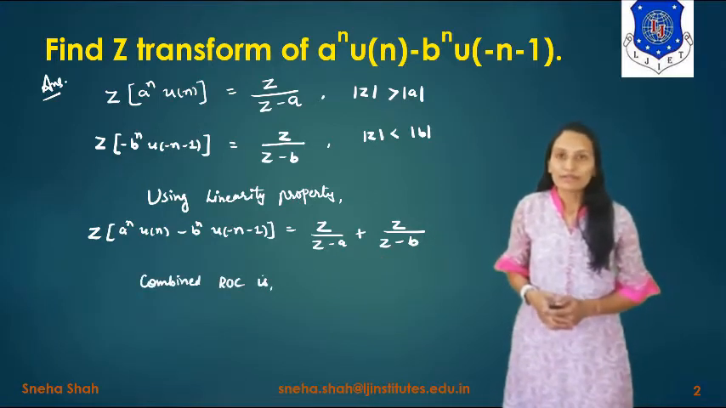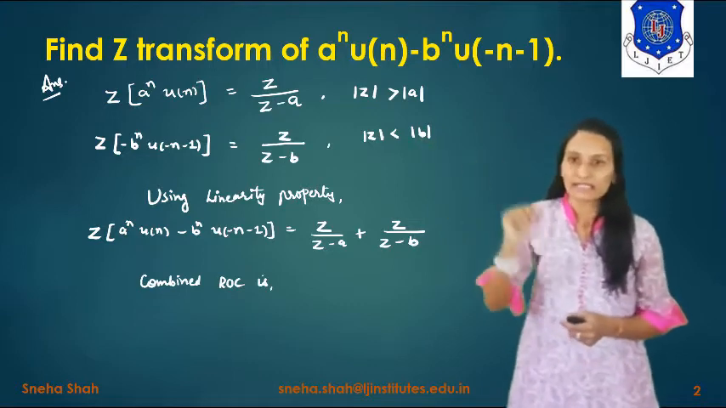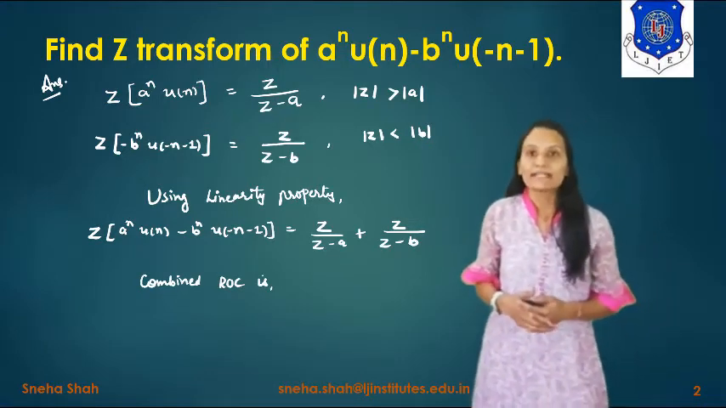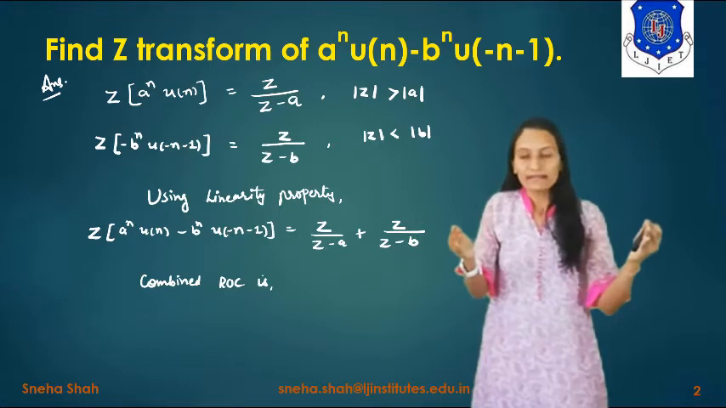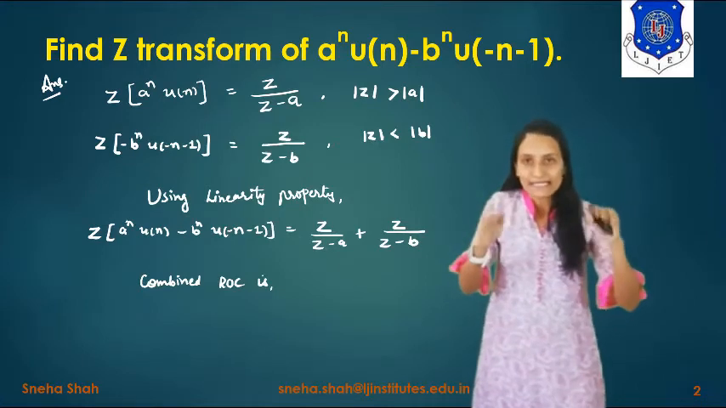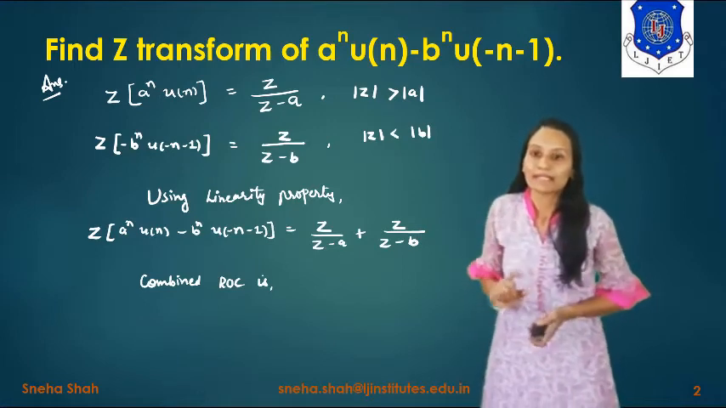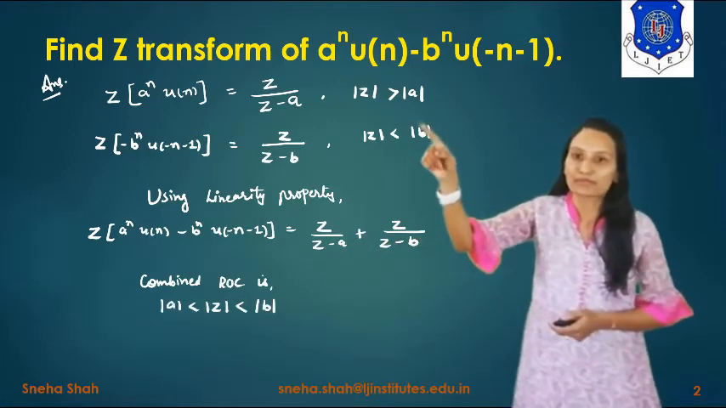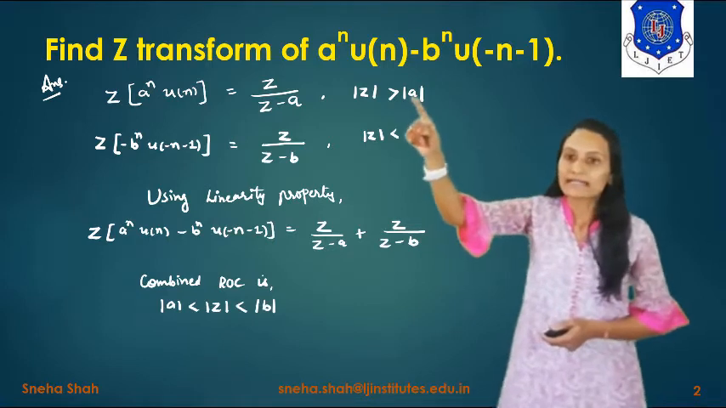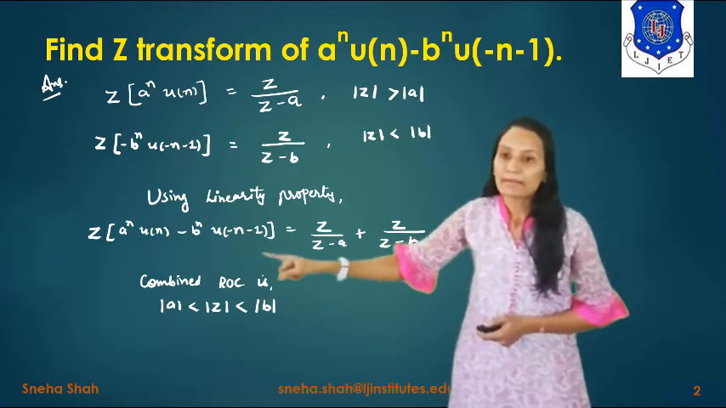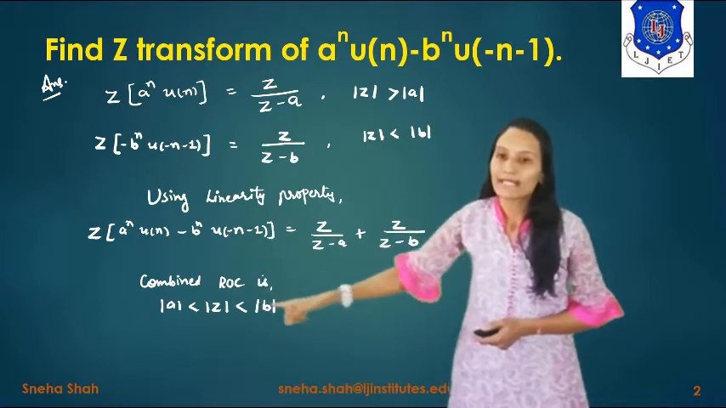Now if you want to find the combined ROC of this, what will it be? Mod z is greater than a, but it will be less than b. So it will be considered as the range in between a and b. The ROC will be mod z is less than b, but greater than a. So the combined ROC is mod z in between a to b.